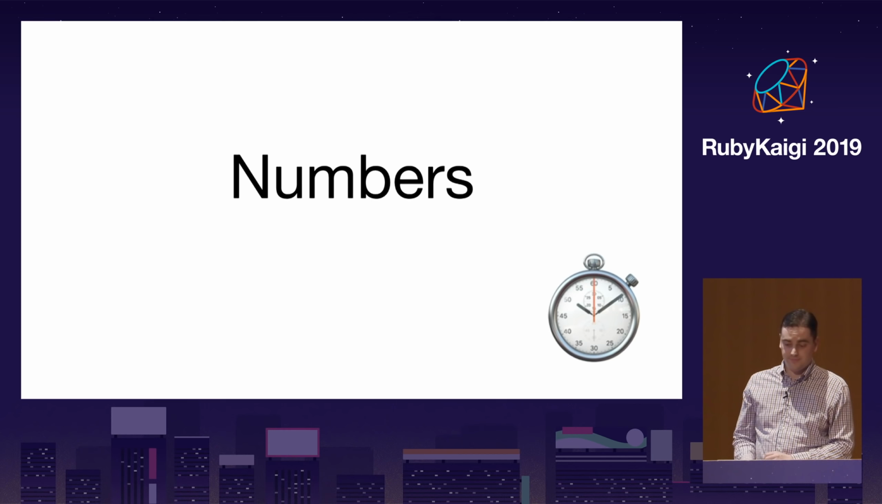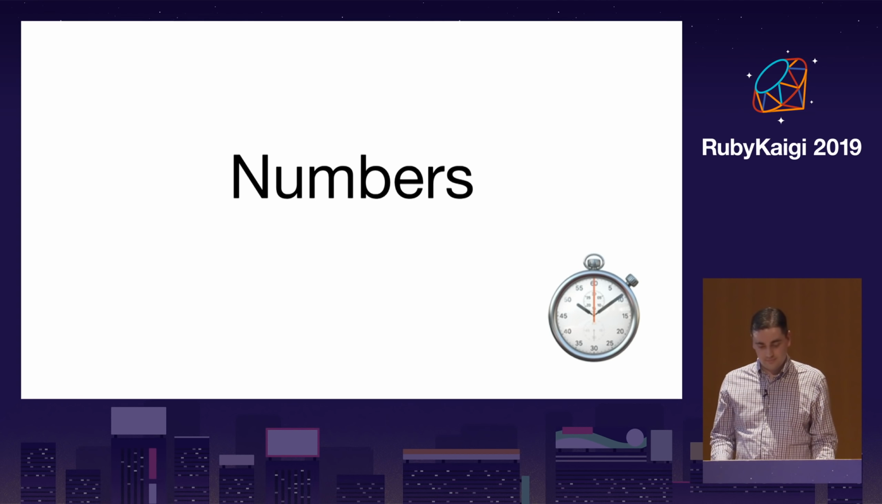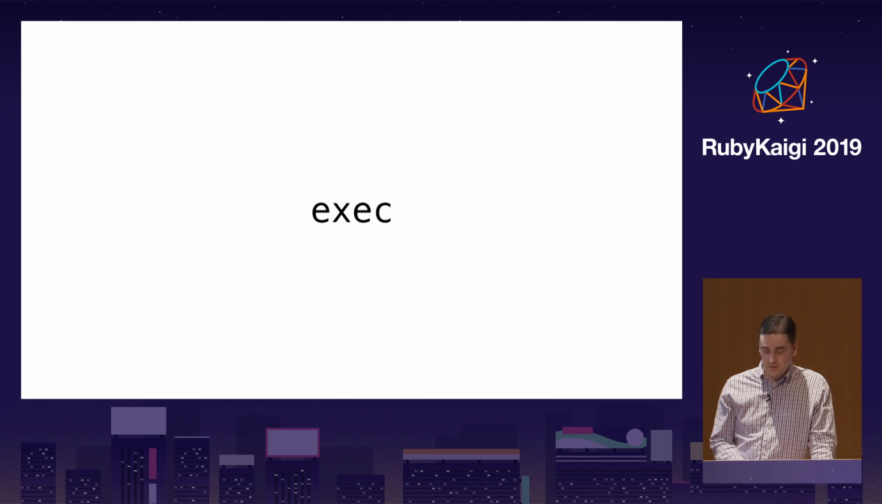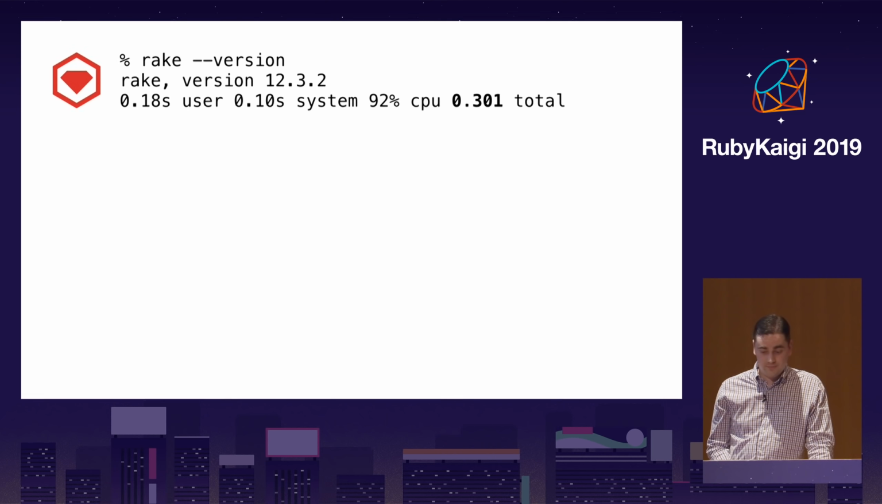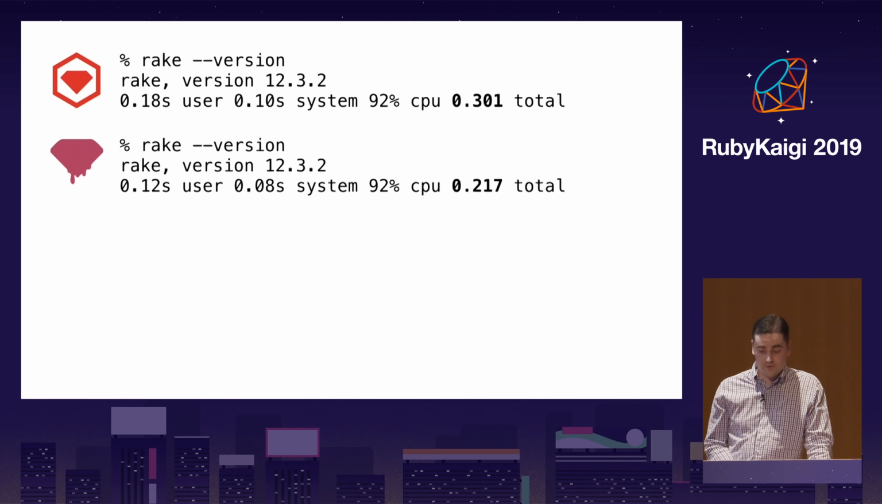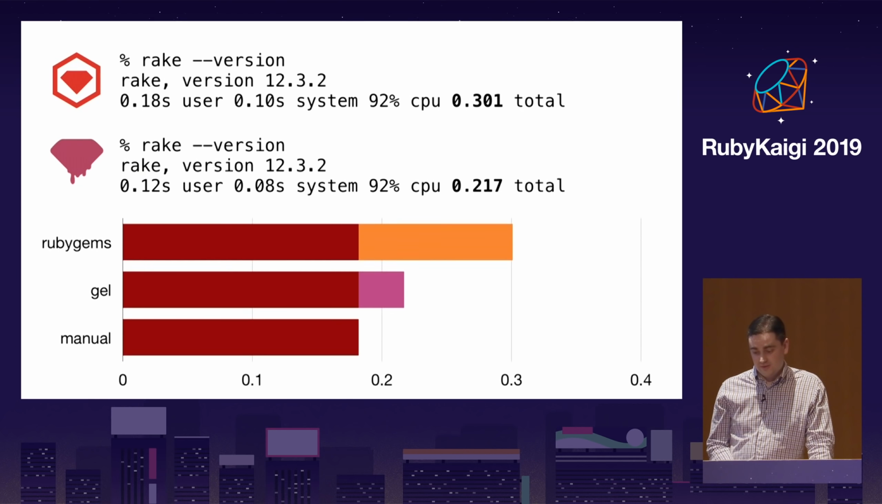Now the important part. Numbers. We looked at Rake version earlier, so let's start there. Rake version we know is 300 milliseconds. With Gel, it's 200. It's just 35 milliseconds slower than when we specified all the paths manually.